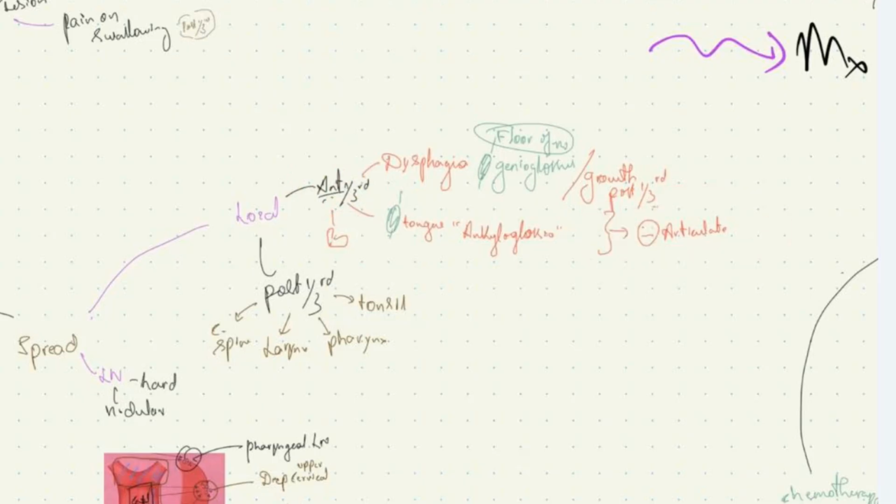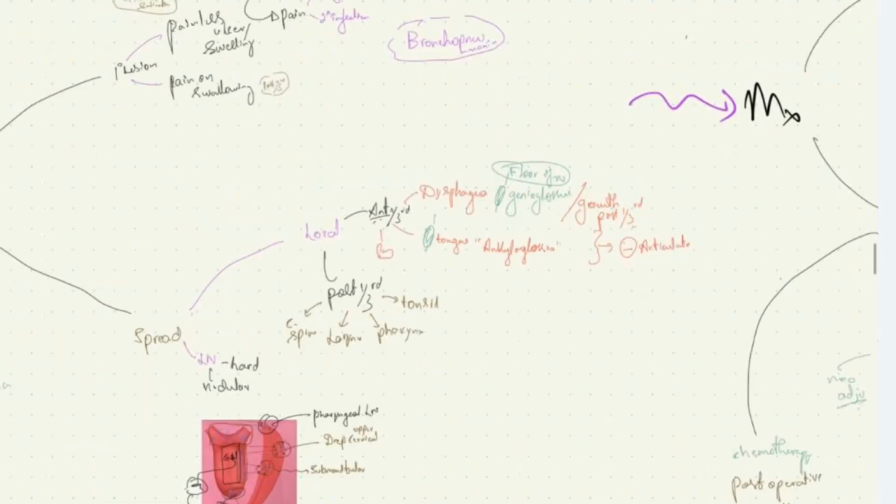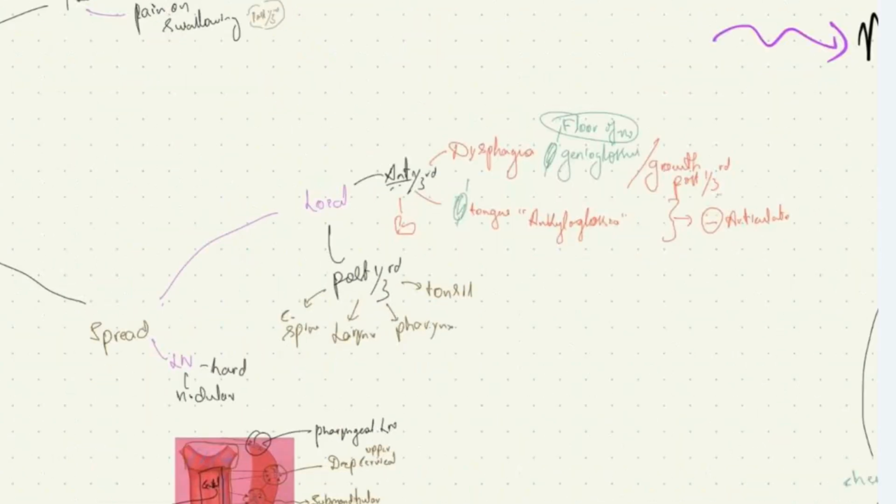The tumor in posterior one-third of tongue, it's adjacent to tonsil, it can spread to it. It's adjacent to pharynx, it can spread to it. And it can spread downwards to involve larynx. It can also spread posteriorly to involve cervical spine. This is about the local spread.